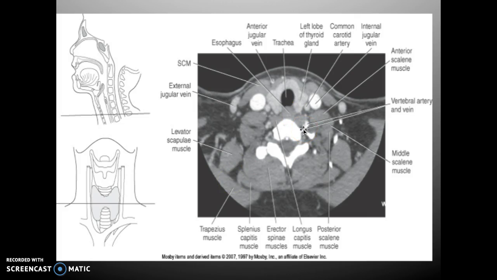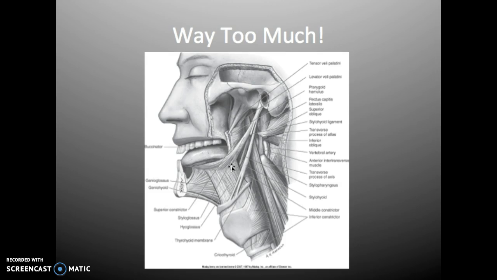Okay, so anterior jugular vein, here's your thyroid, here's your trachea, and you have your common carotid artery with your internal jugular vein. You have your middle scalene, so anterior, middle, and posterior scalene muscle with your trapezius and your levator. Those are the big ones. This is too much for you guys to memorize for this course, so it's good to just show you the lay of the land of how the muscles all come together.